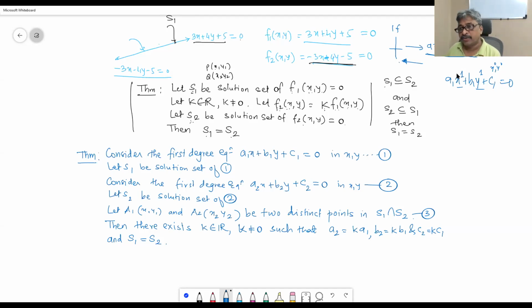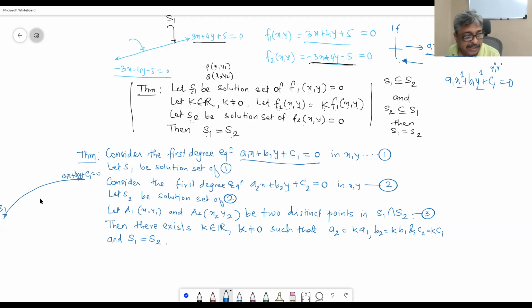So for proving this result, this is a prerequisite theorem. Now we don't know whether this is a straight line or not. This is the stage we are in right now. So deliberately for this purpose, I say that this is the geometry of equation 1, a1x plus b1y plus c1 is equal to 0. It looks like something like this, suppose, if possible. So this is S1. Let S1 be the solution set of 1.